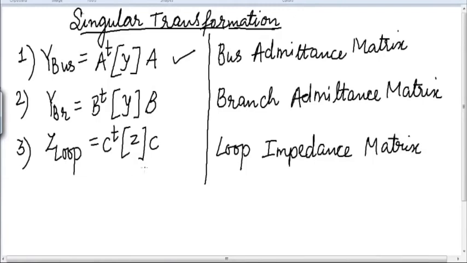So these are the three matrices that we need to calculate in the second part of our unit, which is related to the graph theory and the formation of the various admittance and impedance matrices using the singular transformation method. We will see what this singular transformation states afterwards, but right now we will write all these three formulas and we will start making the matrices based on the given power system network. So we will take one problem and we will see how the various matrices are formed accordingly.